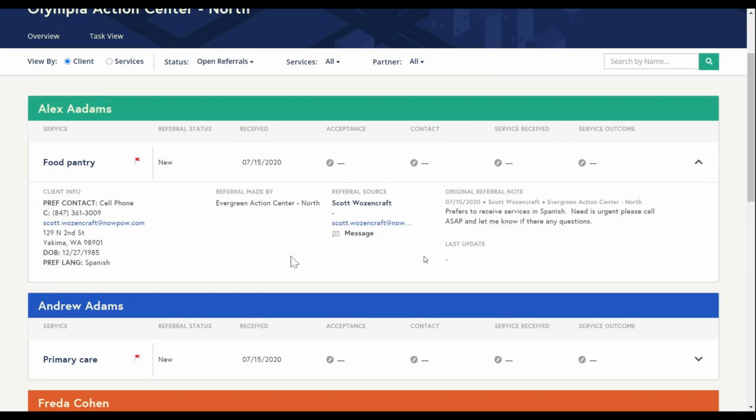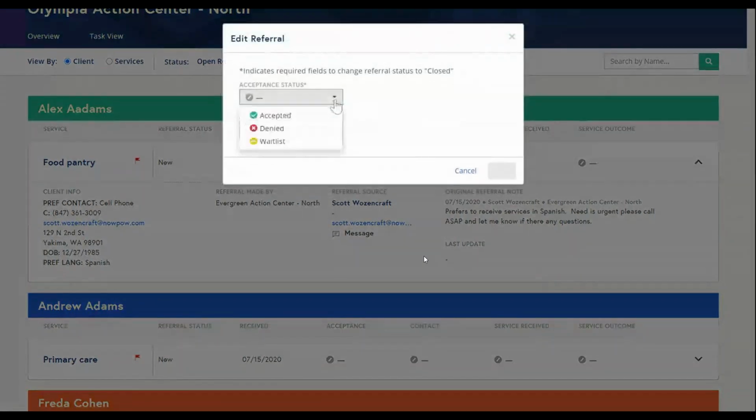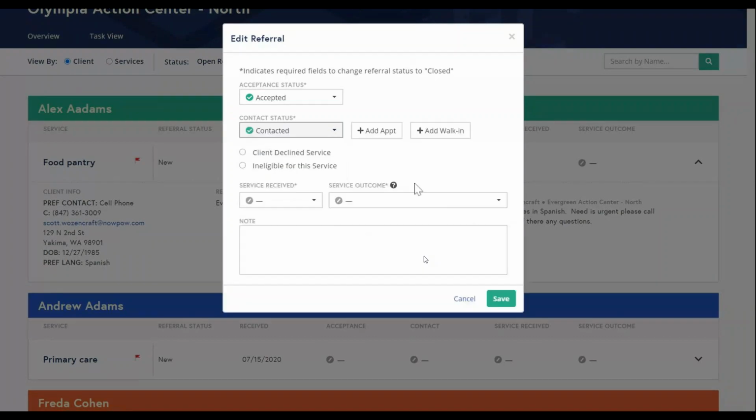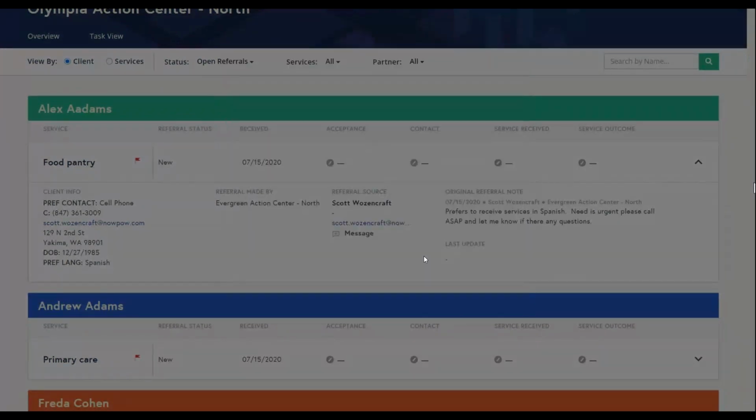So once you receive this referral, you would be able to go in and update the status. So you can say whether or not you're able to accept this referral, the contact status as to whether or not you were able to contact the patient. So let's say you were able to get in touch with Alex. And then here, you get to add an appointment if you guys are taking appointments. And then you can also say whether or not your client denied the service or was ineligible for the service. If they took the service, you can say yes. You can give the outcome that it was successful. And then you could also leave a note here. And once it's all completed, you'll be able to close that referral. And now it's no longer on your list.